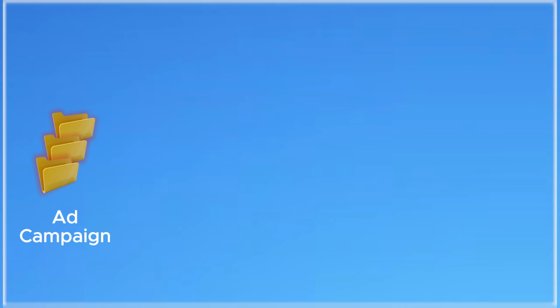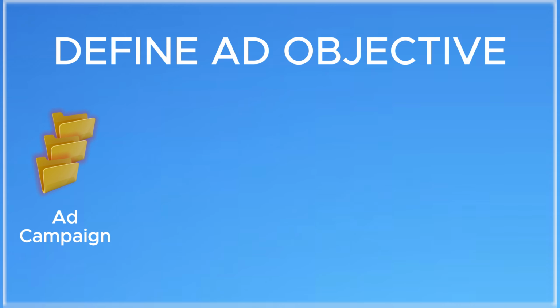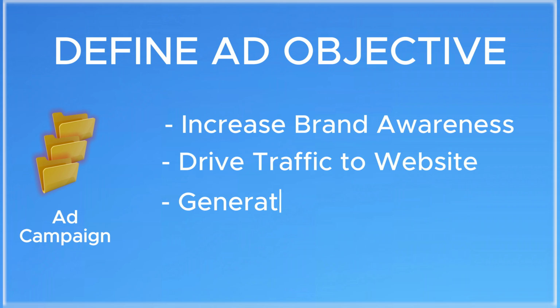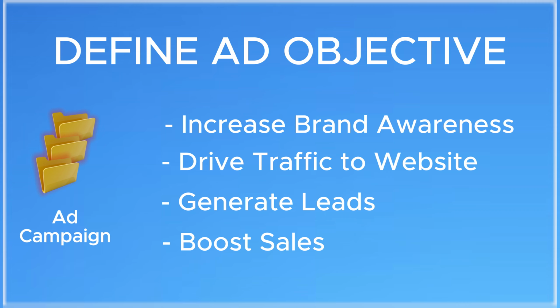At the very top, you have the campaign level. This is where you define the overarching objective of your advertising. What do you want to achieve with this set of ads? Is it to increase brand awareness, drive traffic to your website, generate leads, or boost sales? The objective you choose at the campaign level will influence the options and settings available at the lower levels.